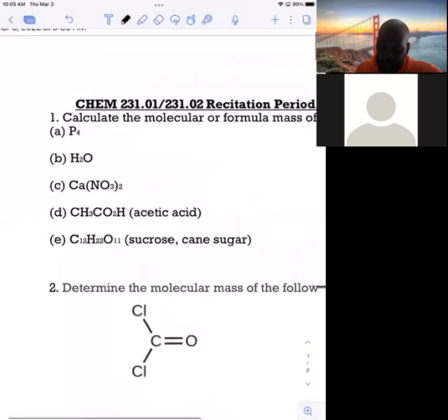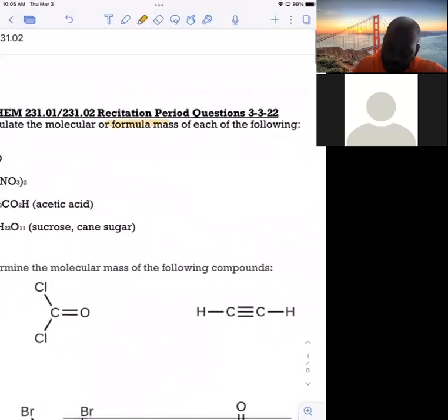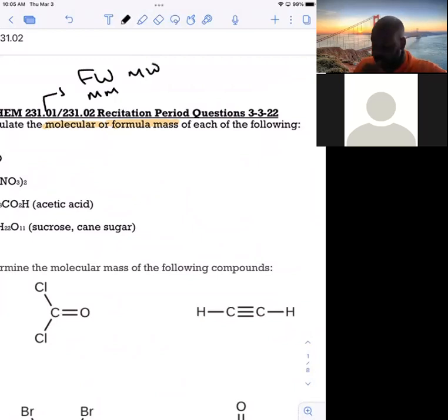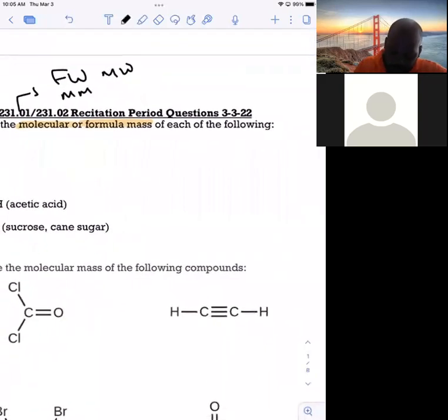Let's take P4. How do we calculate that? What do we need to do? Anytime we're calculating formula mass, molar mass, all of this, remember, it's the same. It's formula weight, molar mass, molecular weight. It all has the same meaning. And how do we calculate it? It's just the sum of all your atomic masses.